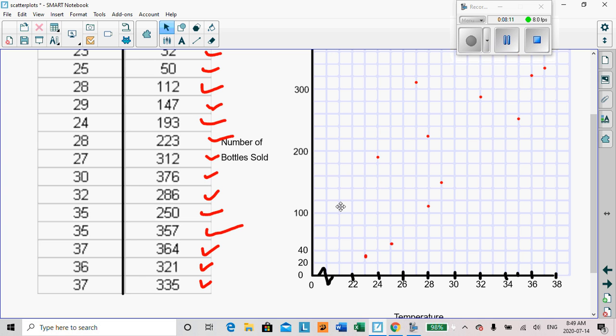Make sure that you label your axes. That's very important, and that you have equal increments for your scale.